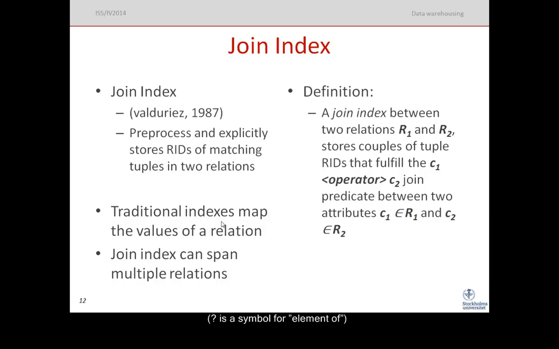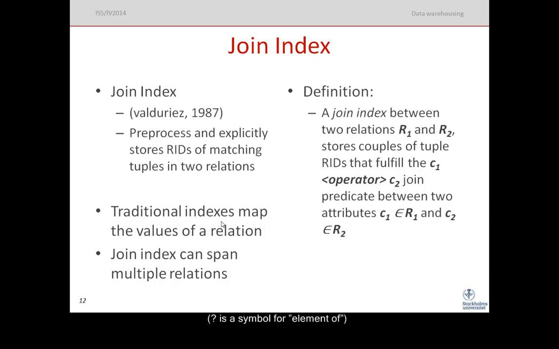And then we have join indexes. Join indexes, Valduriez 1987, so it's also from the late 80s. They pre-process and explicitly store row IDs of matching tuples in two relations. Traditional indexes, as we all know, map the values of one relation, of one table. And the idea with join indexes is that those indexes can span multiple relations.